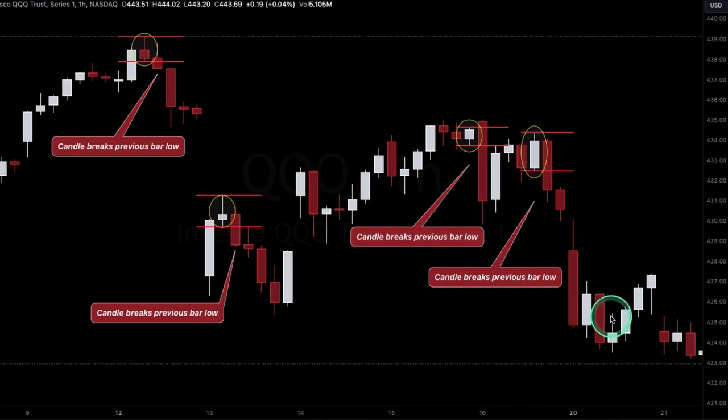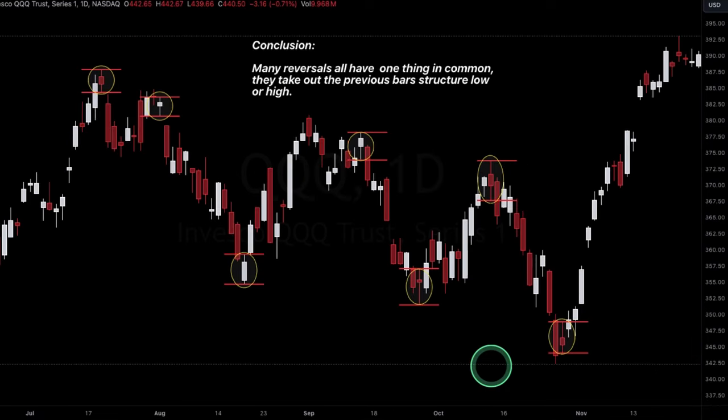Here's another example of a reversal to the upside. Previous bar high, previous bar low. We have a brief close over right here. Nice run the next 2 hours right here. Probably good for a little scout. And on to our last example.